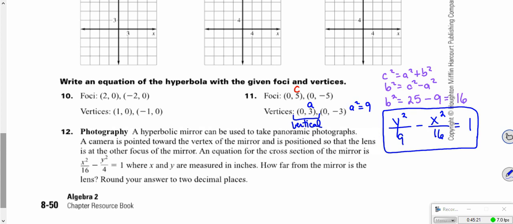Number 12, I'm actually going to cross through because I don't think the answer key is correct. I've read through this a couple of different times, and I don't really like the way it's worded. So it's kind of confusing. I'm not even going to bother. So here we go. This concludes 8.5, which was all about hyperbolas.